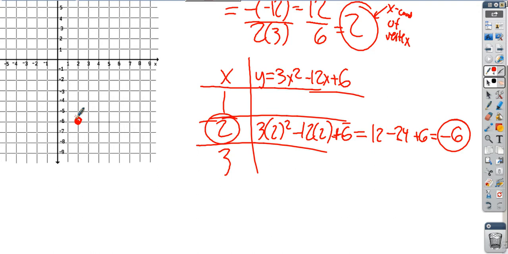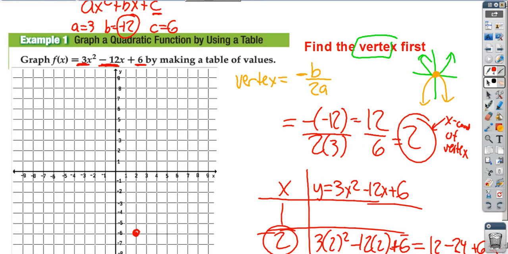That's the vertex. How do you tell if the graph should open up or down? You tell based on this number right here. If that number is positive, which it is in this example, it's going to open up. And if that number a in front of the x squared is negative, it's going to open down.